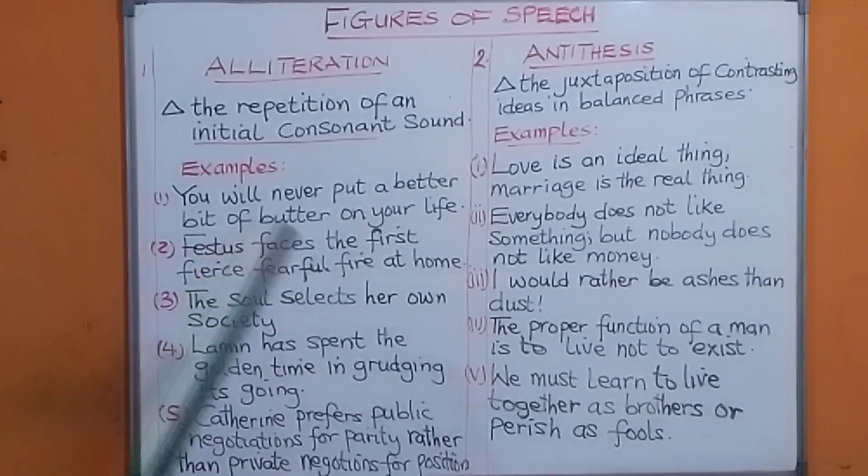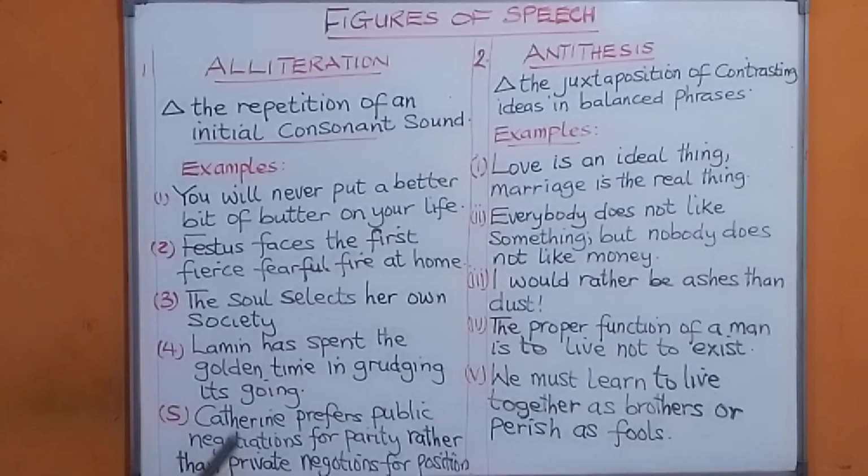The soul selects her own society. That is an alliteration. Look at number 4. Lamin has spent the golden time in grudging his going. Golden time. Grudging. Going. GG is starting; that is a consonant.